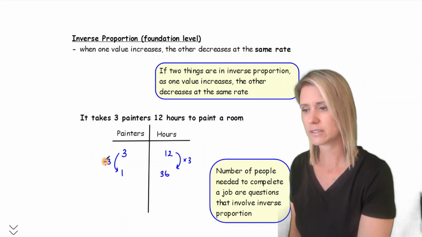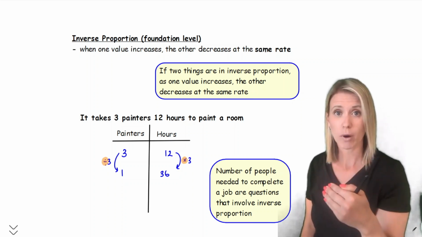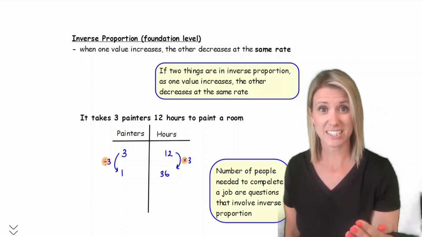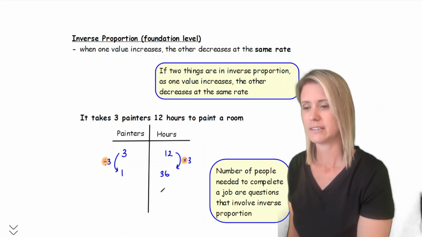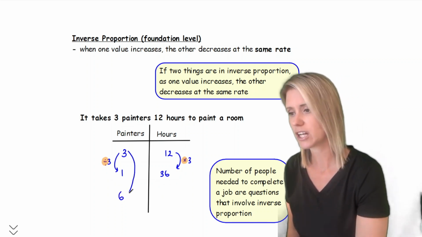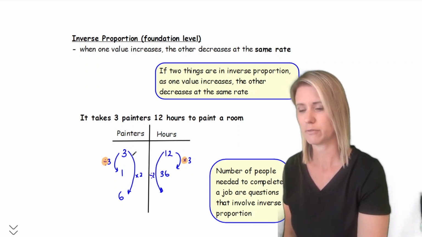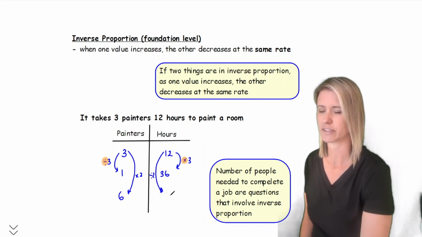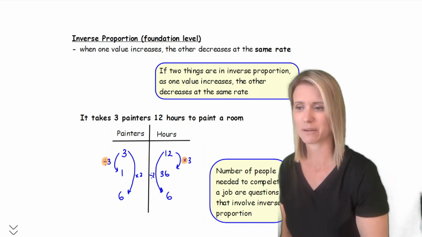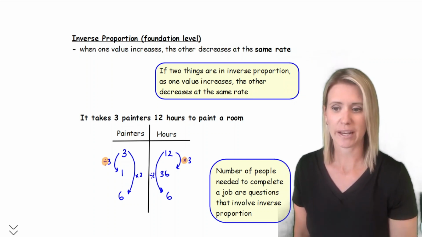And that's where this concept of opposites comes in. If we're dividing one side, we're multiplying the other. Let's change this up again. This time we're going to have 6 painters painting a room. So we've doubled the number of painters, which means we're going to halve the amount of time. Multiplied by 2 for painters, divide by 2 for time, and it would then take 6 hours. 6 painters, 6 hours. So you can see how the two link up.